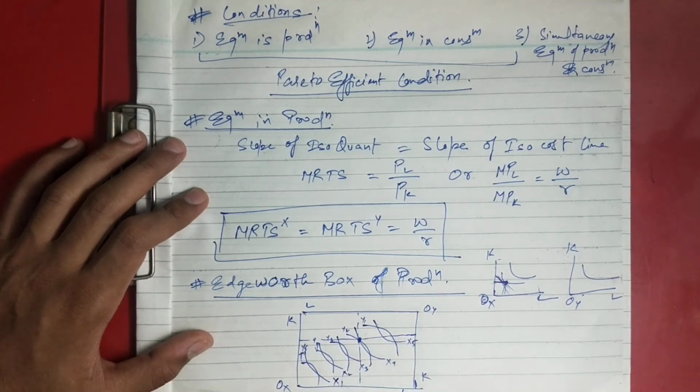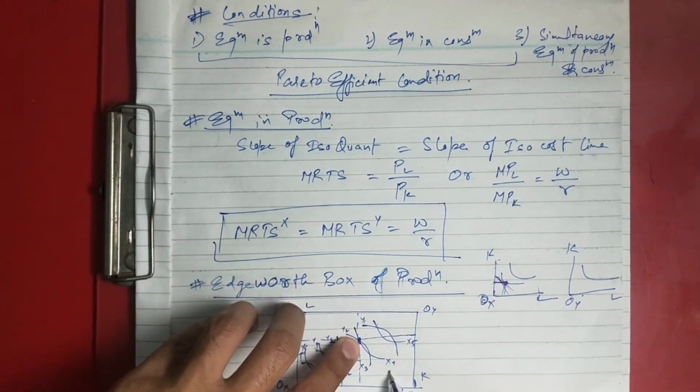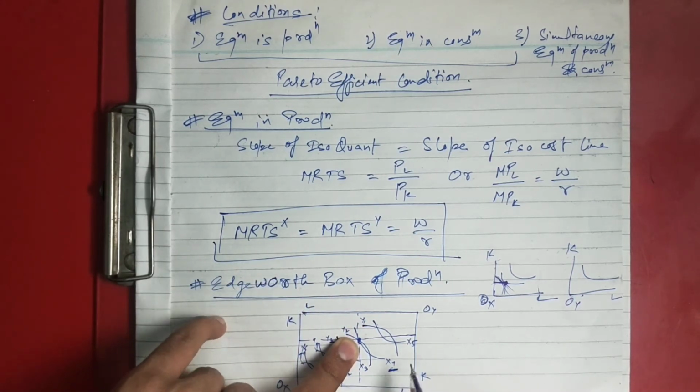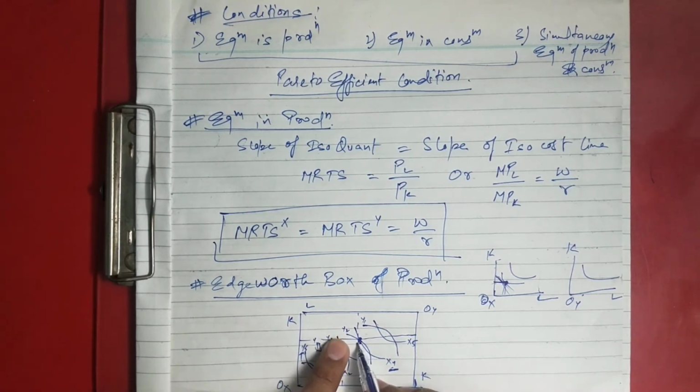Okay, so any point on the Edgeworth box tells you about 6 things. So let's see what the 6 things are. First thing is the quantity of X produced. So at this point, what is the quantity of X produced? If you can see here, it is X4. So first we see the quantity of X produced. Similarly, the second thing at this point is the quantity of Y produced. The quantity of Y produced is Y2, corresponding to this point.